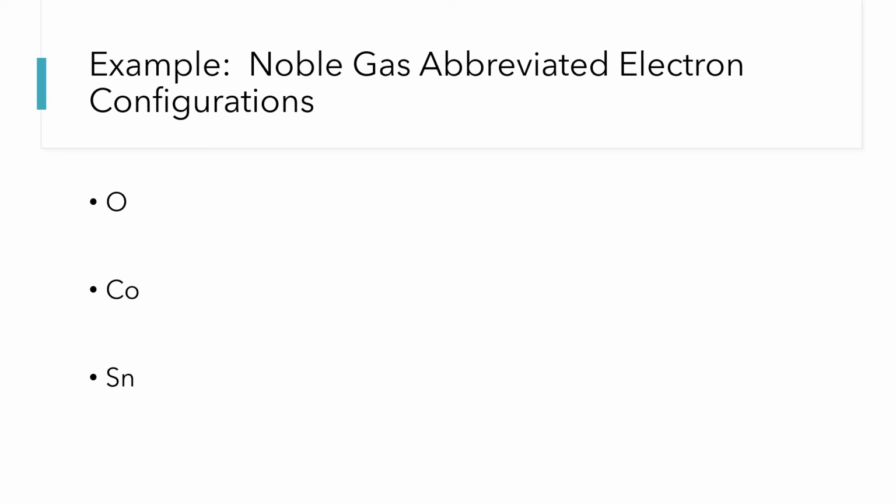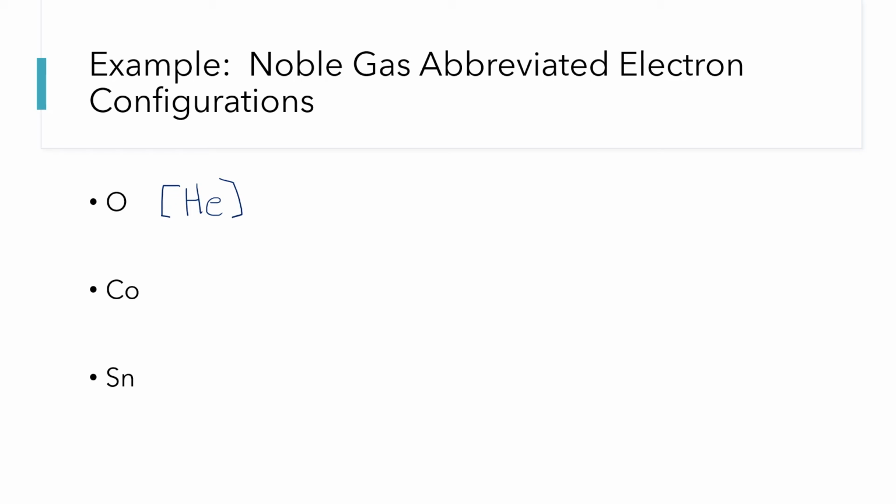So first of all, find oxygen on the periodic table. Oxygen's atomic number is 8. To find its noble gas core, we're going to slide all the way over to the right and up 1, which puts us at helium. So the noble gas core for oxygen will be helium, and I will put that in square brackets.